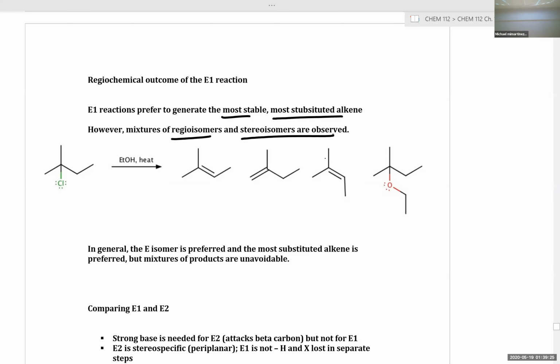The 2-butanol lab, exactly right. When we collected the mixture of products, we got not only a mixture of regioisomers, but also a mixture of stereoisomers. So just an absolute mess. So these are E1 products, and this is our SN1 product. So you really do get a mixture, but in general, the E isomer is preferred and the most substituted alkene is preferred, but mixtures of products are unavoidable.